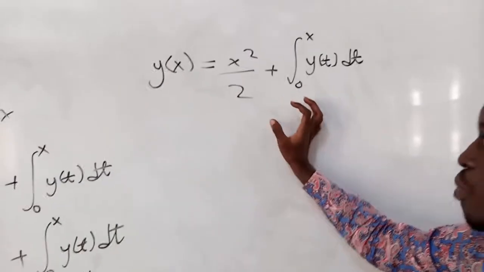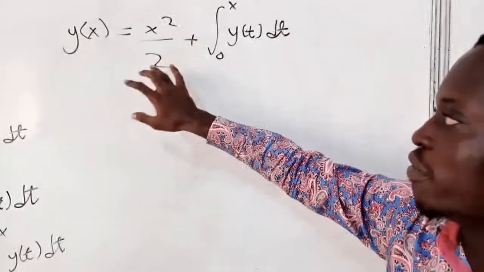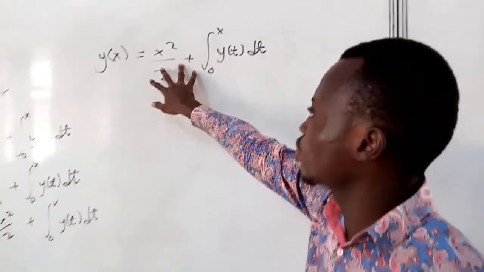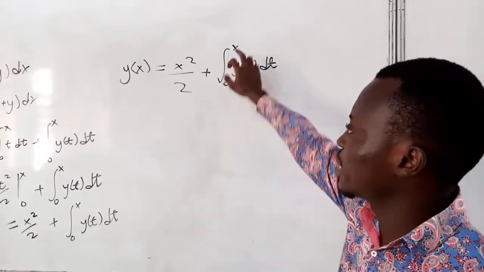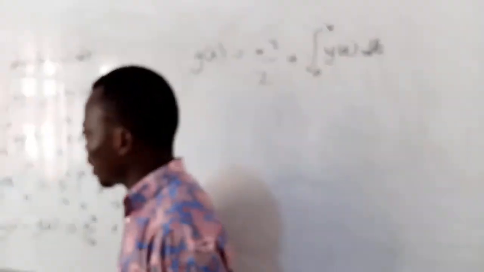This is an integral equation because the unknown function appears under the integral sign, and this s squared divided by 2 is a free term or the forcing term. And we are integrating from 0 to s, which makes it a Volterra's integral equation. So let's consider the next example.